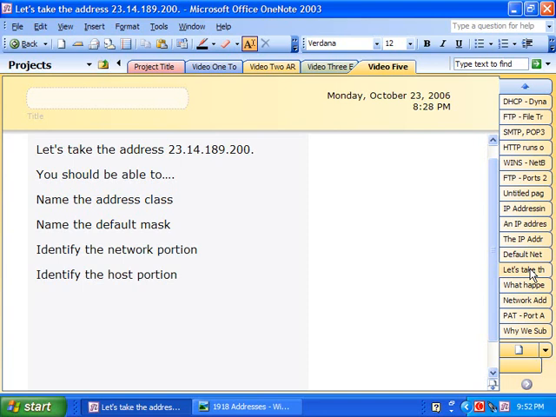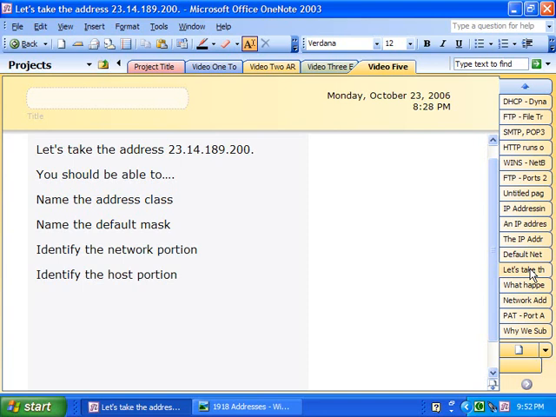You should be able to look at that and name the address class. You should be able to name the default mask. You should be able to name the network portion of the address and the host portion. A fifth thing that you should be able to do before all of those, you should be able to tell me if this is a valid address for a host or not. And this one is. It's a Class A address. It's perfectly valid.